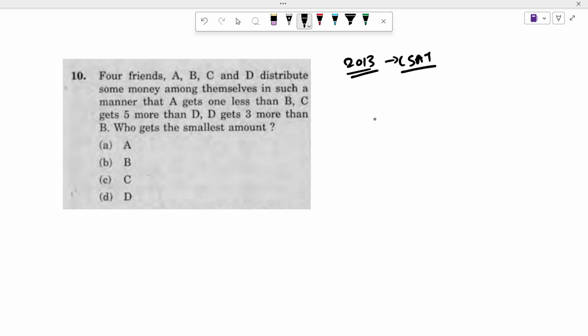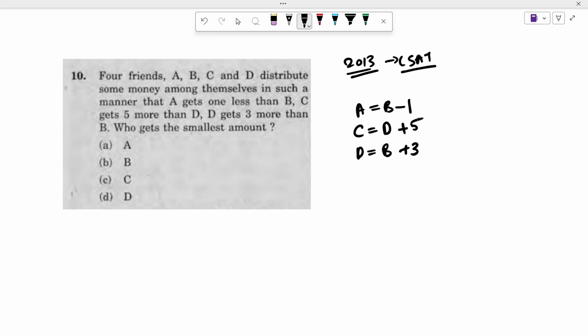Correct? This is a very easy question. Let me solve this. First we need to use the first hint, that is A gets 1 less than B, right? So A gets 1 less than B. The second hint is C gets 5 more than D. Okay. At the same time, D gets 3 more than B, right? D gets 3 more than B.